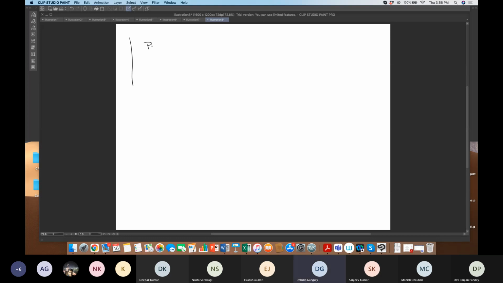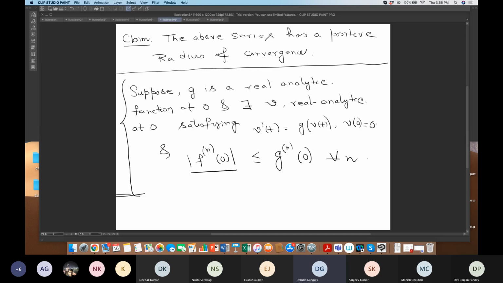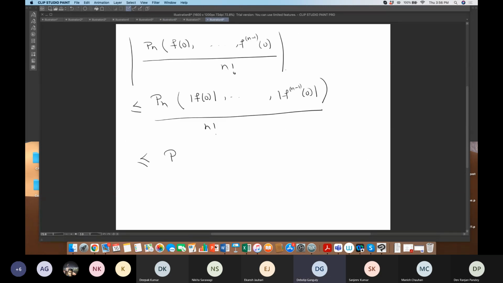It's very simple. Pn of F0, dot, F n minus 1 at 0, by n factorial. This is less than, what I can say, the mod will go inside the polynomial. This is a simple thing. Pn of F0 dot F of n minus 1 at 0, by n factorial. Next step, what can I write? Each nth derivative of F at 0 is less than the nth derivative of G at 0. So this is a polynomial, which is less than or equal to Pn of G0, G prime 0, dot up to G n minus 1 at the point 0, by n factorial.